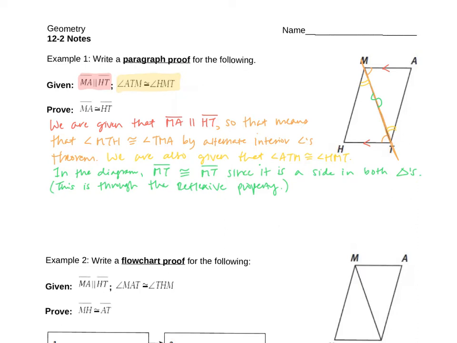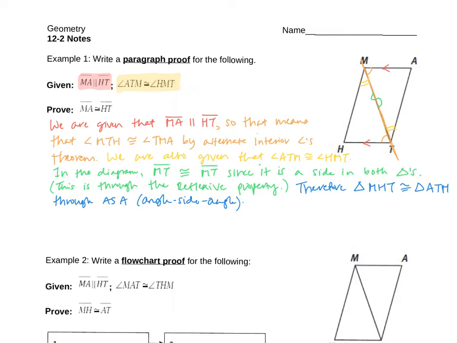So we can say, therefore, triangle MHT is going to be congruent to triangle ATM through angle, side, angle. And if you want to write that in parentheses, you can. You don't need to. The abbreviation works well. I just like to remind you of that.